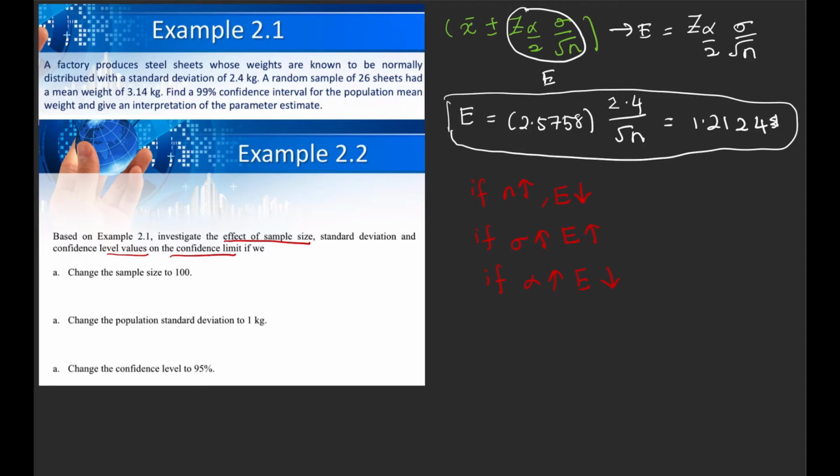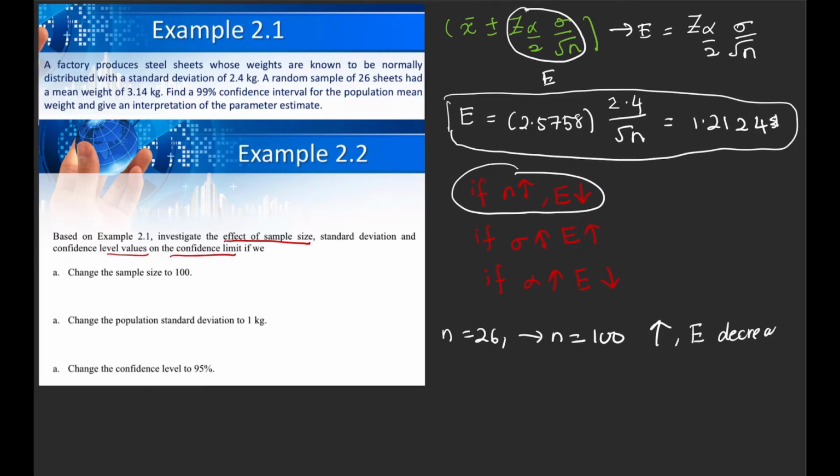Right, so A, change the sample size to 100. So you want to change the sample size to 100. Before this, n is 26. So you change n into 100. So you increase the n. So you increase the n, what will happen to the E? E will decrease. Means that the estimation error is small. So it is good. Okay, so this one for A.